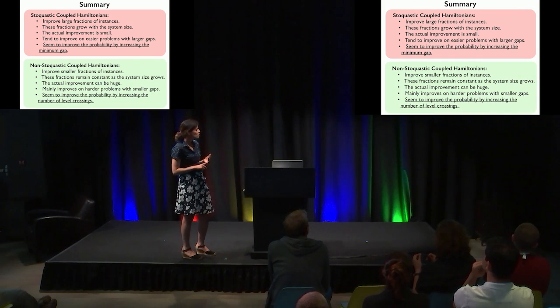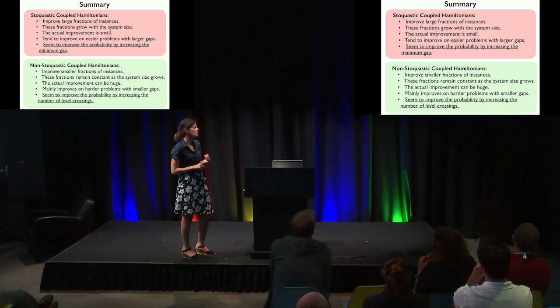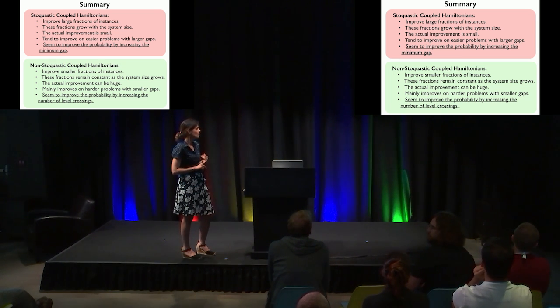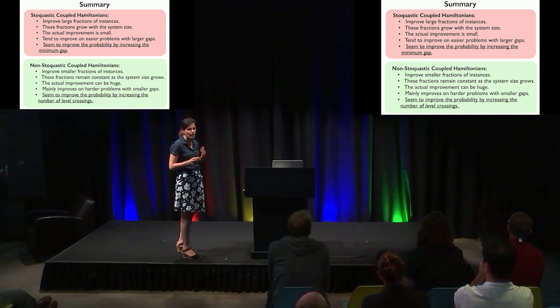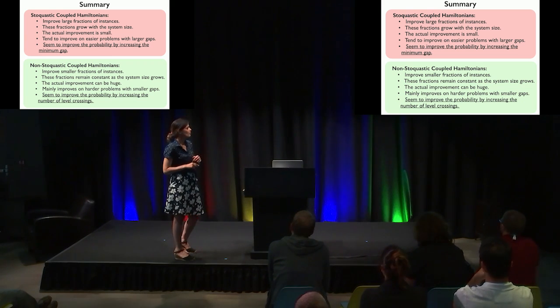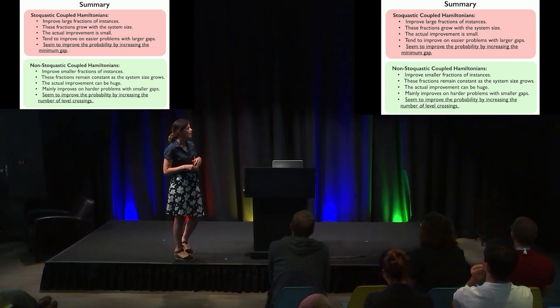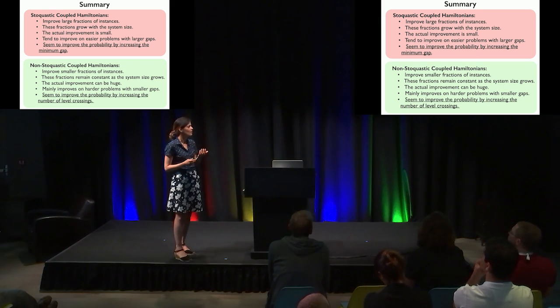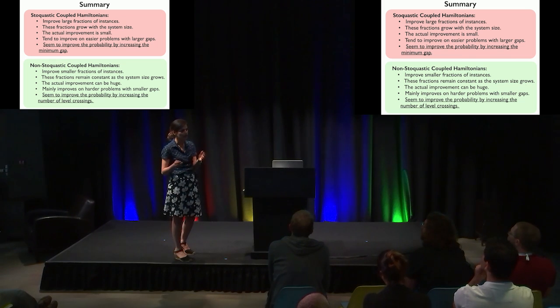And in contrast, for non-stochastic Hamiltonians, they seem to improve smaller fractions of instances, and these fractions remain more or less constant as the system size grows. The actual improvement can be huge in some cases. They mainly improve on harder problems with smaller gaps. And one possibility for how they actually do this improvement is that the additional frustration adds to the number of level crossings, and therefore there might be more chances for the system to relax back to its ground state.